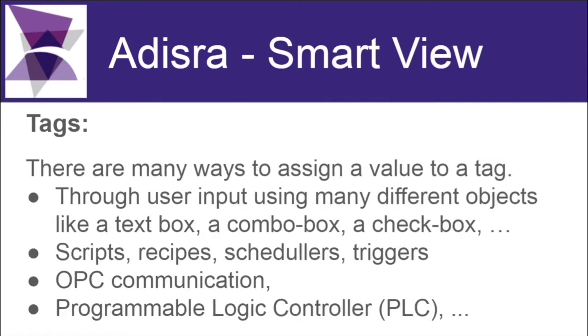There are many ways to assign a value to a tag through user input using many different objects like text box or combo box or checkbox. It could be assigned through a script, maybe a recipe. You can use schedulers, triggers, or you can use it on an OPC communication. Or you can be reading the value from a programmable logic controller. Or maybe you're going to be using the tag simply to write this value to the PLC.